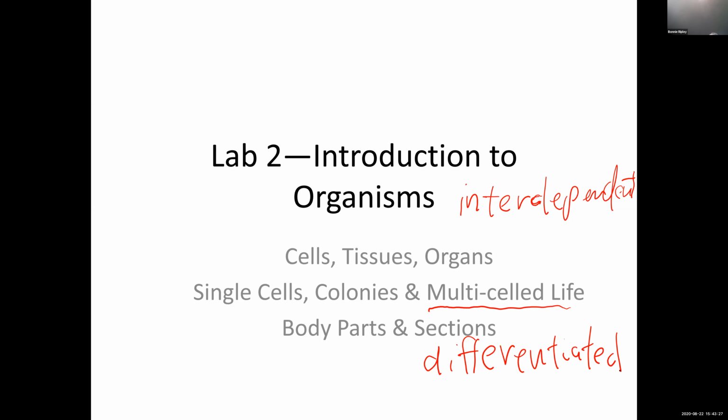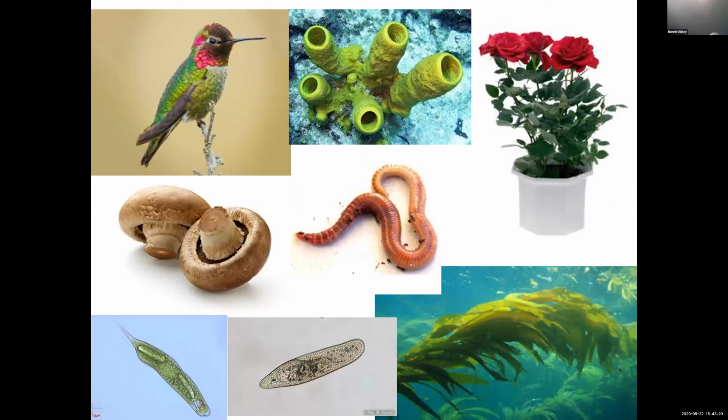So when we start to look at multi-celled life, we're going to be looking at eukaryotic organisms. Eukaryotic organisms are the only kinds that can be multi-celled. Prokaryotic organisms, which we're going to come back to in the next lab, like bacteria and archaea, can only be single cells or colonies.